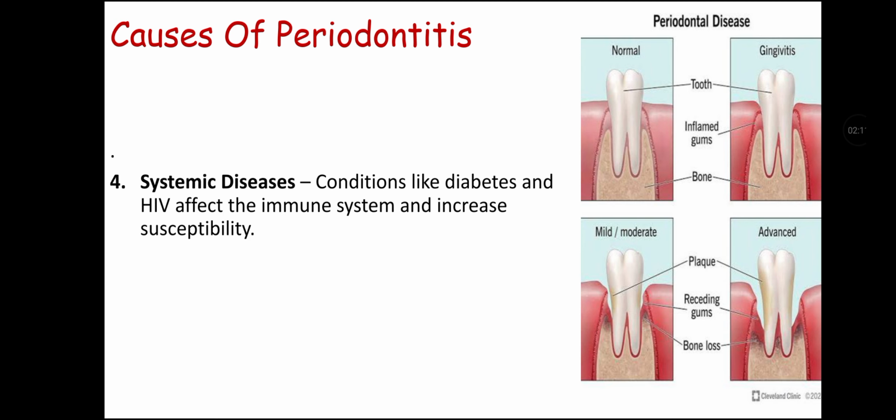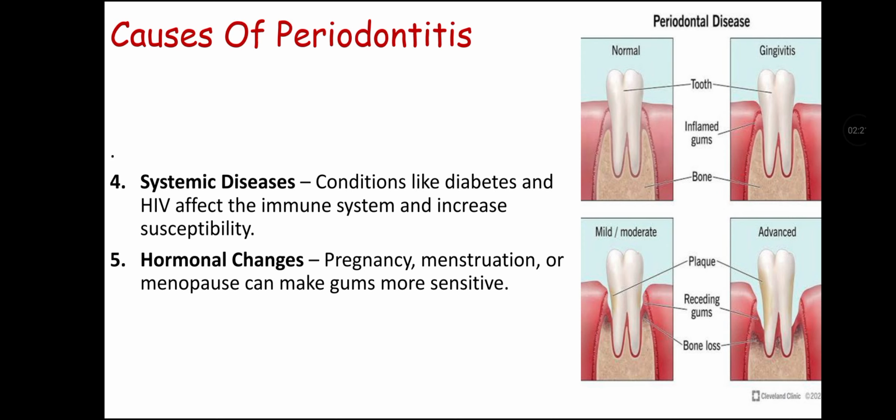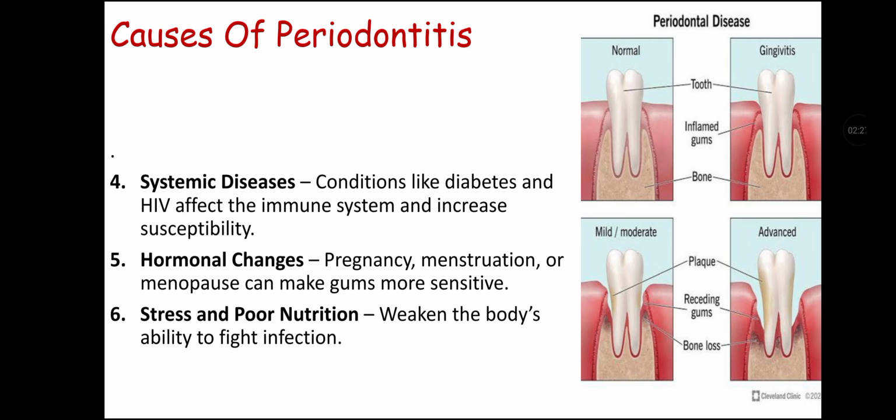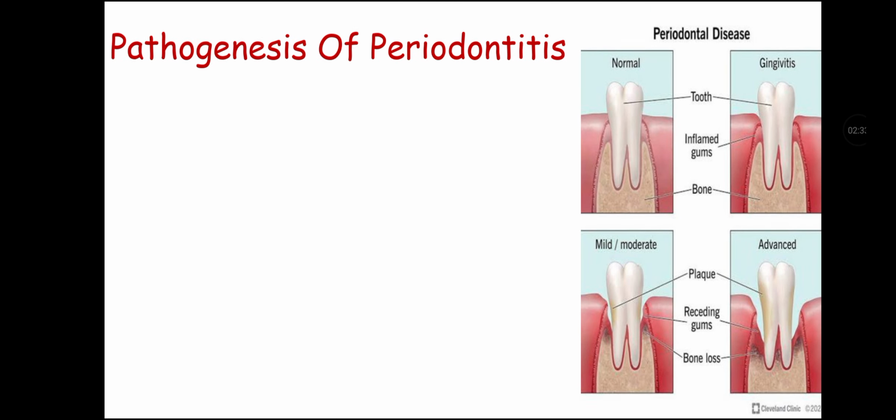Further, next cause may be systemic diseases, that is conditions like diabetes and HIV that affect immune system and increase susceptibility for periodontitis. Next cause may be hormonal changes like in pregnancy, menstruation or menopause that can make gums more sensitive. Sixth cause may be stress and poor nutrition that weakens the body's ability to fight infection.